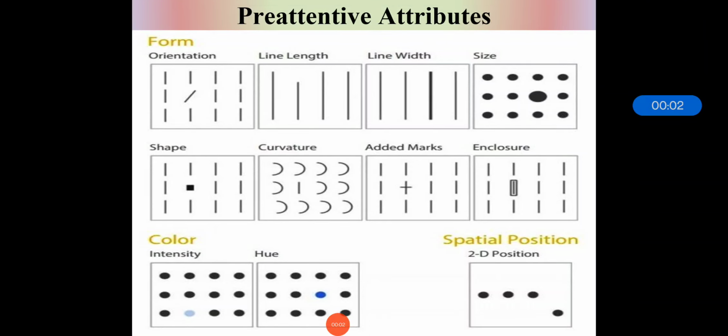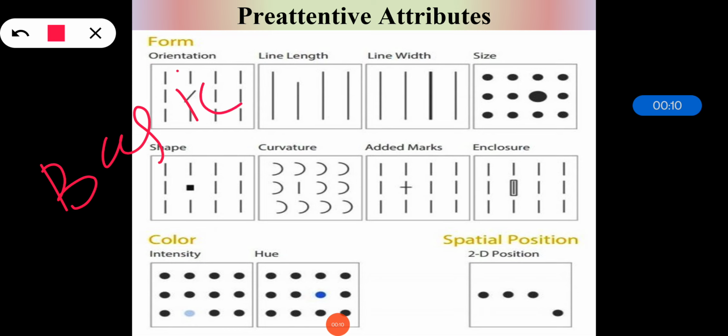Now, in this section, we will see the preattentive attributes. The preattentive attributes are also called the basic building blocks of the data visualization process. Colin Ware terms the basic building blocks of the visualization process as the preattentive attributes. These attributes are what immediately catch our eye when we look at a visualization.